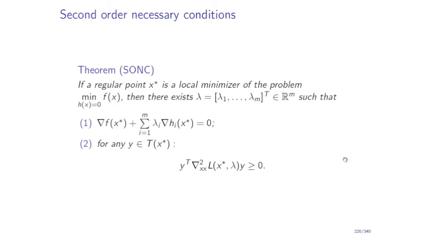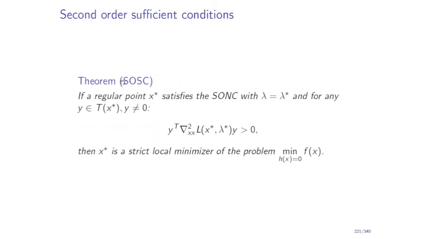Okay, so here it's very similar. For the second order sufficient condition, if we have a regular point x star that satisfies the second order necessary conditions with lambda equal to lambda star, and in addition to that, for any y in the tangent space of the constraints at the point x star, with y not equal to 0, this product is actually not just non-negative but strictly positive, then x star is in fact a strict local minimizer for our problem. Let's consider some examples of applying the second order conditions.